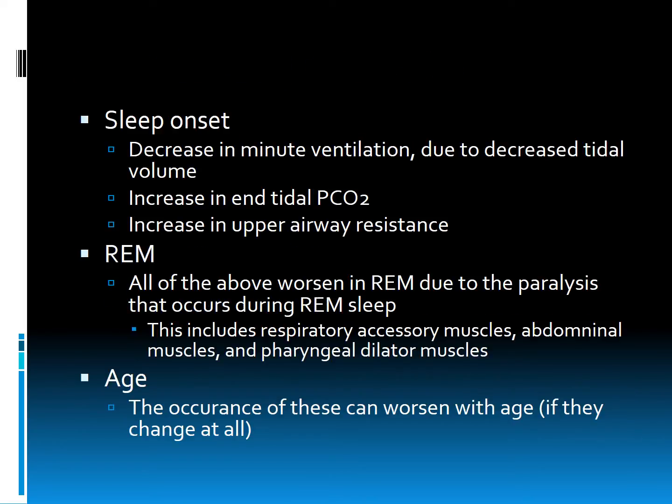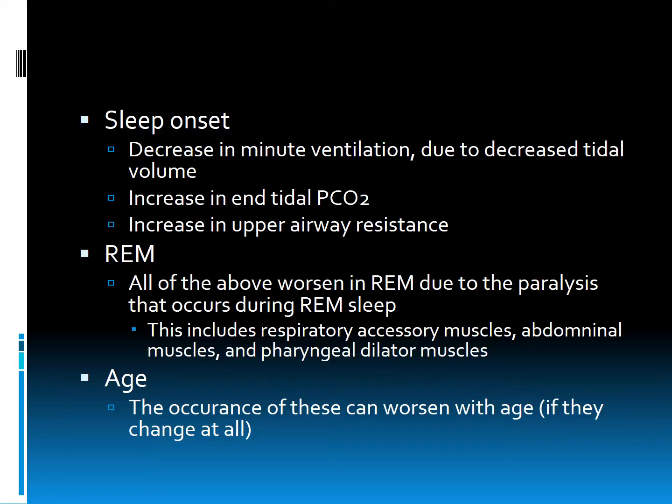Just to review what happens during normal sleep, we're going to do a little review of what we learned back in our first week. At sleep onset, the normal sequence of events is that there's going to be a decrease in minute ventilation, in part due to decreased tidal volume because the muscles start to relax. There's also going to be an increase in end-tidal pCO2. Remember, part of this is because we lose sensitivity to our CO2 levels. Also, we start breathing more shallow, we're more relaxed. And then along with this, because we have that decrease in muscle tone as we relax, there's also an increase in upper airway resistance.